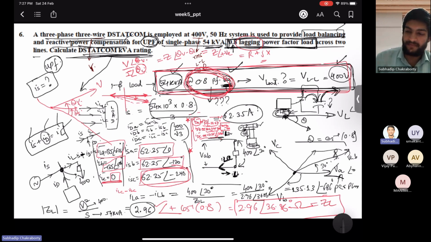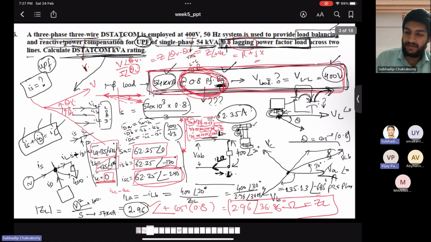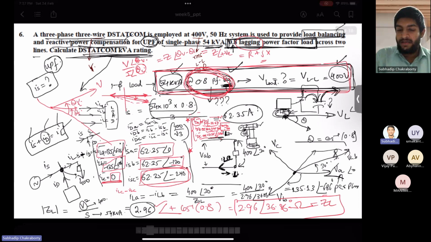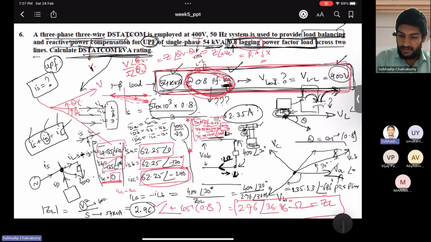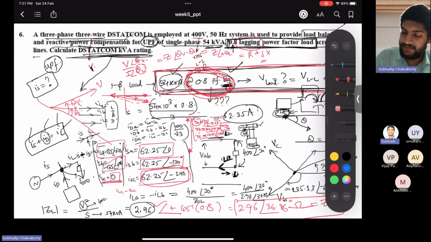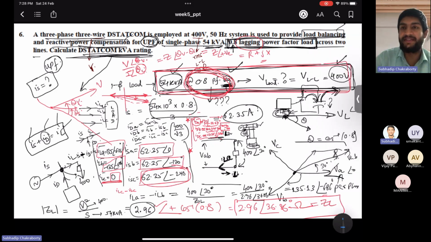Thank you. Sir, what is the answer now? KVA rating? Yes, correct. So the answer is you just multiply the voltage that your DSTATCOM has, 400 volts. Is it line to line or phase? Line to line. So you divide by √3. This is the per phase voltage, and you multiply the per phase voltage with the per phase current.